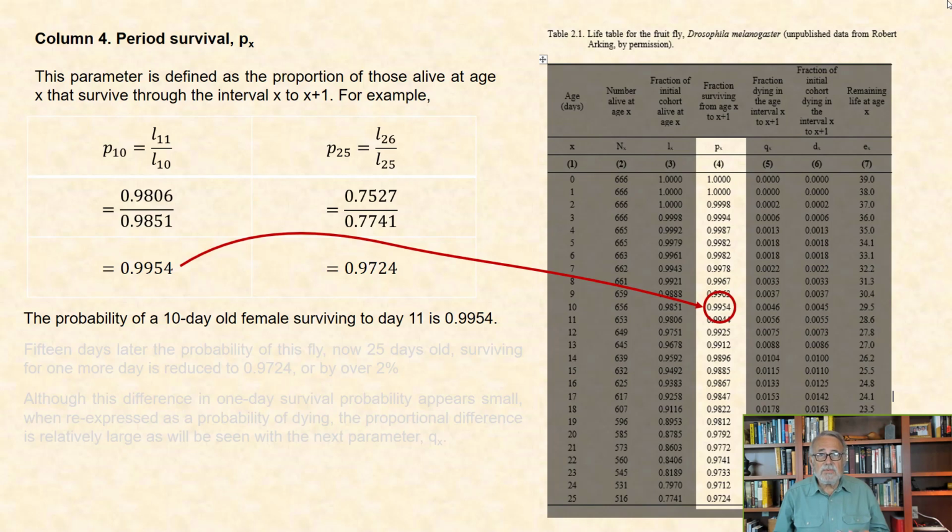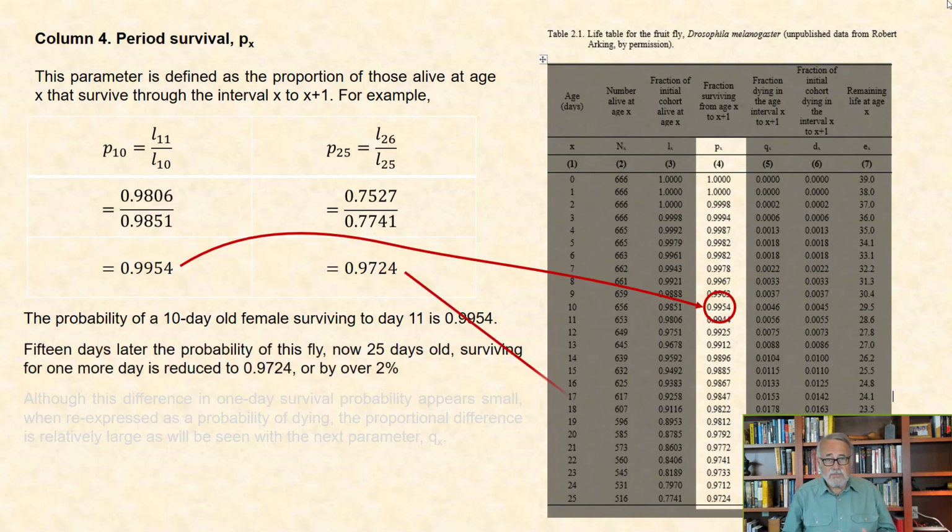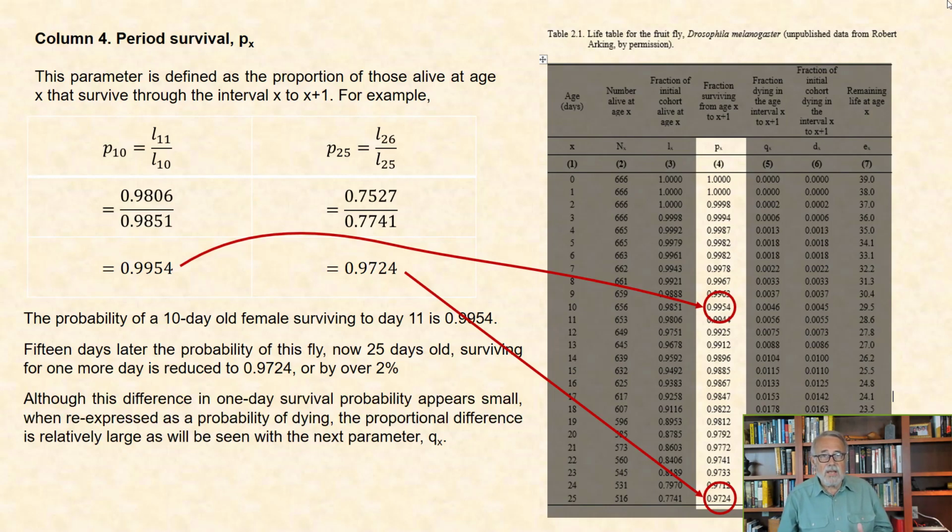0.9954. 15 days later, the probability of this fly, now 25 days old, surviving for one more day is reduced to 0.9724, or by over 2%. Although this difference in one-day survival probability appears small, when re-expressed as a probability of dying, the proportional difference is relatively large, as will be seen with the next parameter, QX.